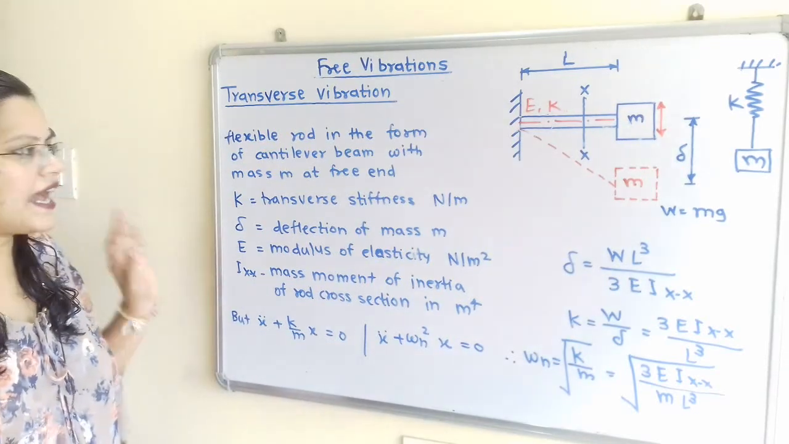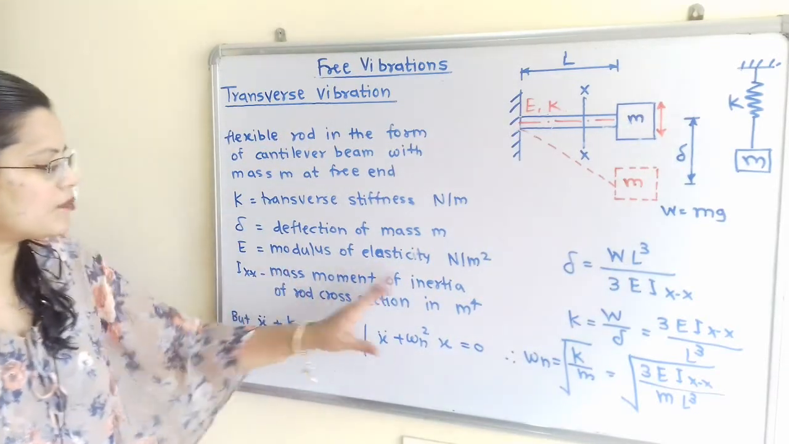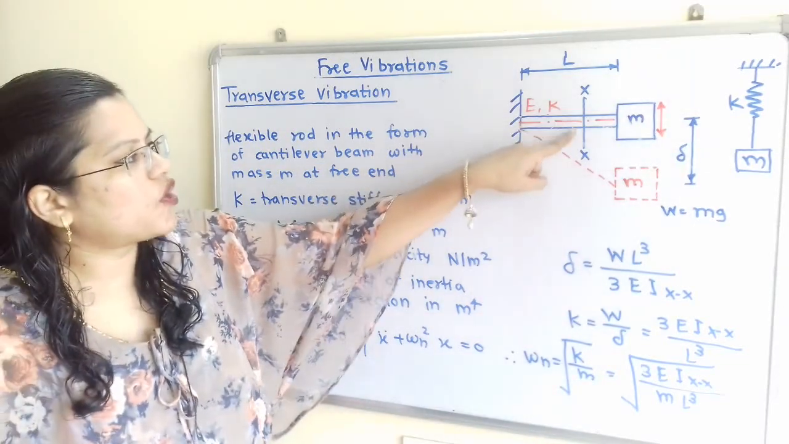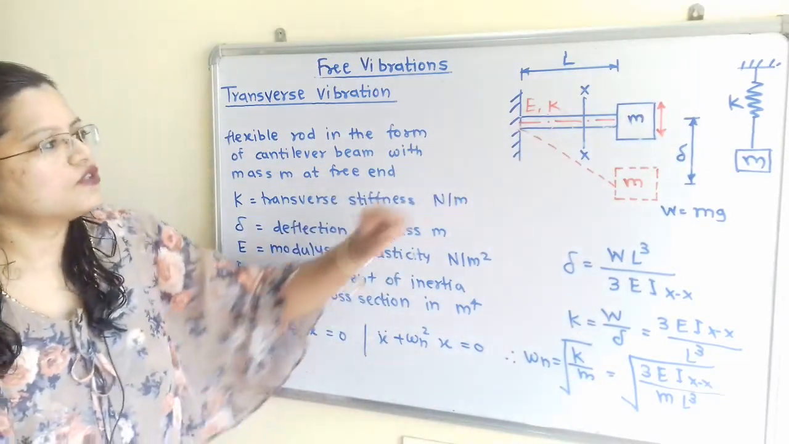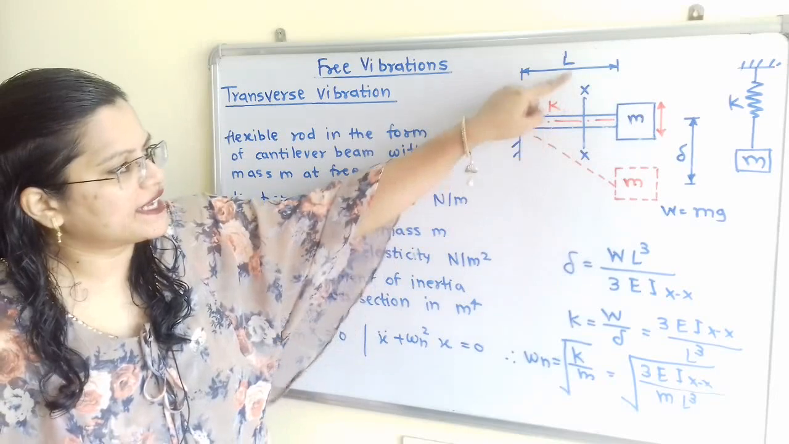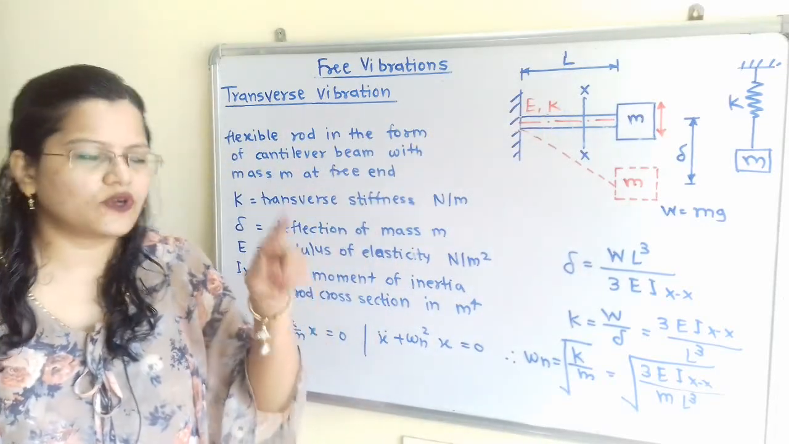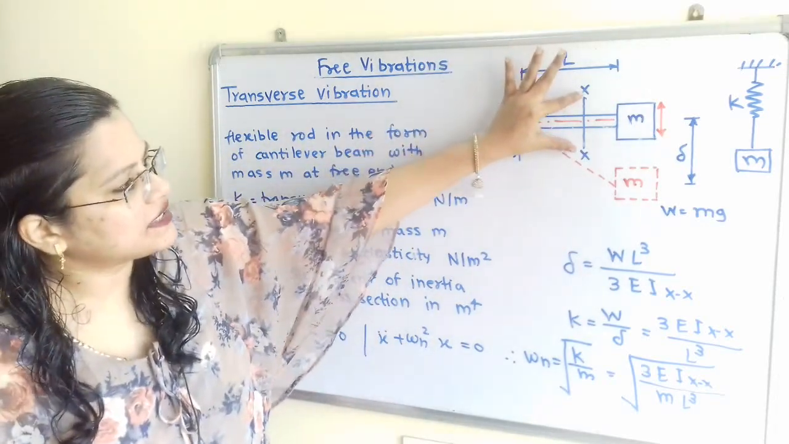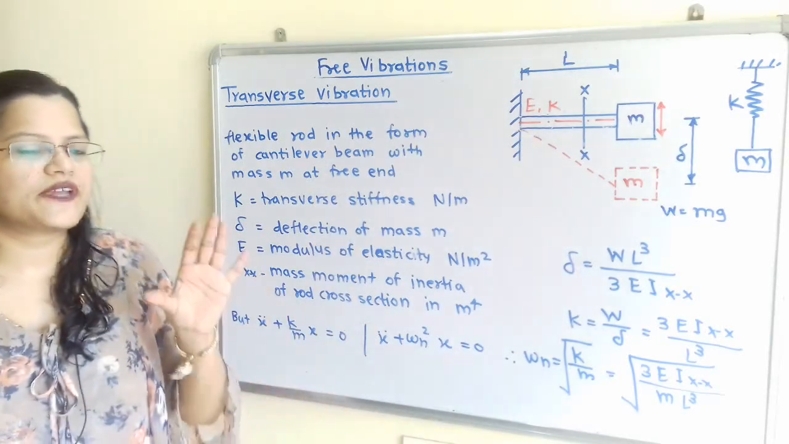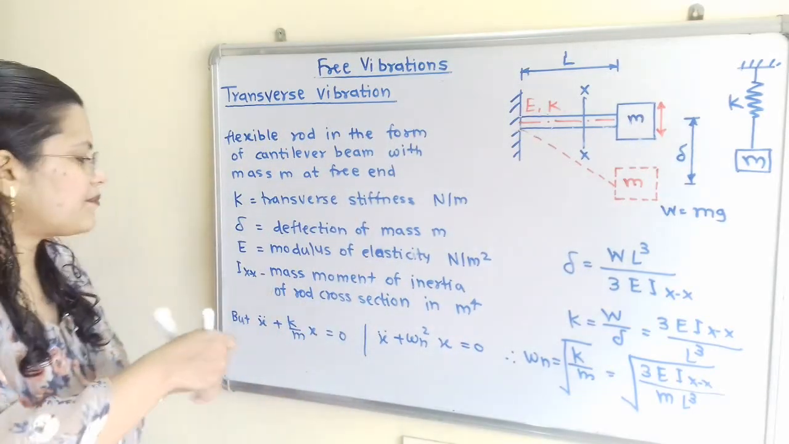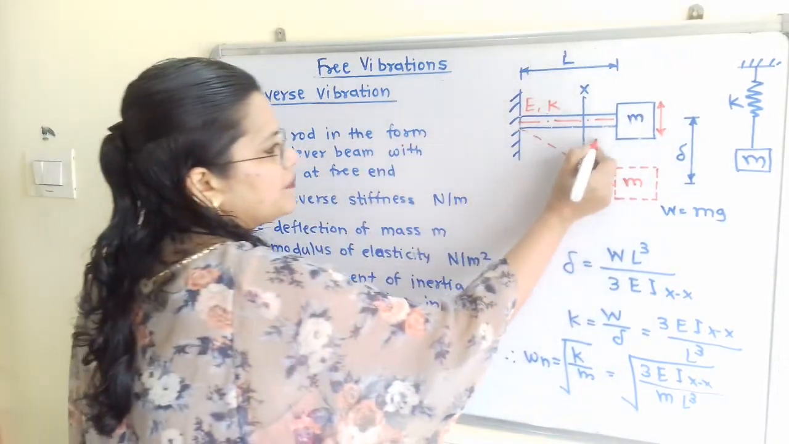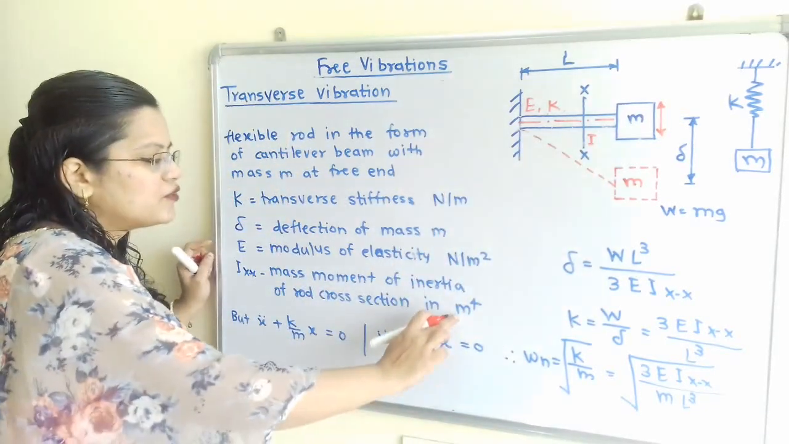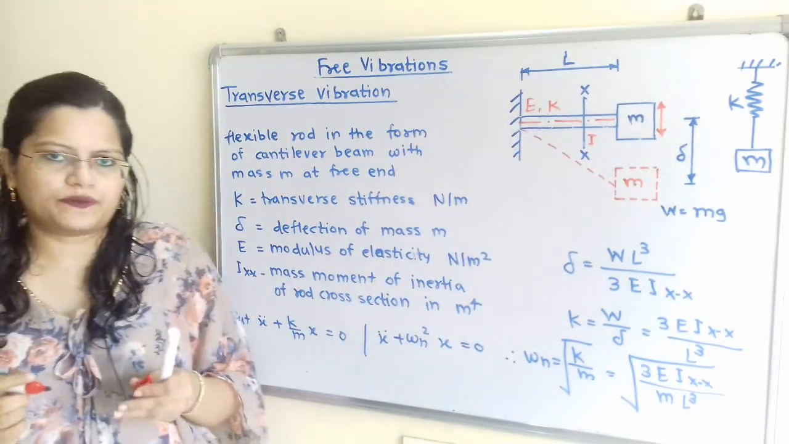Now next is I. So I is the mass moment of inertia at the rod cross section XX. So we can take any cross section XX. This rod is circular and therefore at this cross section XX we can consider I as a moment of inertia. So I will write here as I and the unit is meter raised to 4.